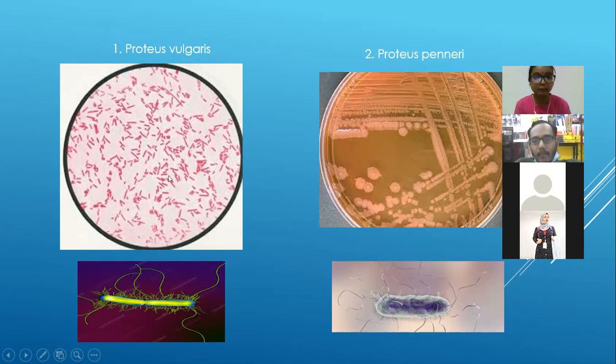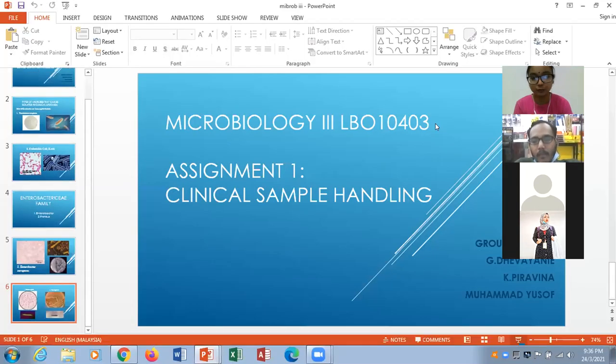Gram-negative, it's pink and appears as rod-shaped bacilli. And the right side is Proteus penneri. It shows the culturing of the microbe in a plate. So that's all from my part. Thank you.